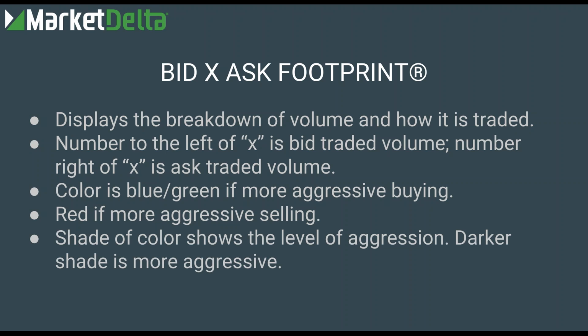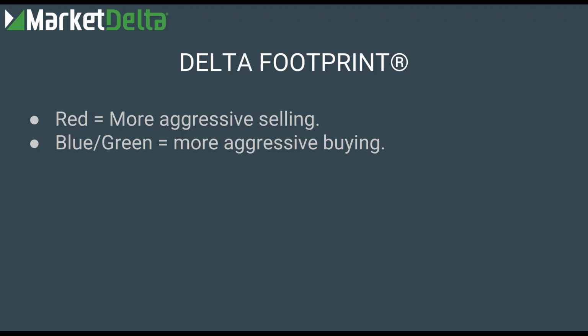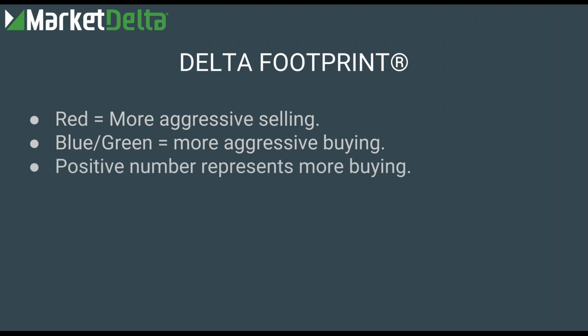Okay, so if we're looking at blues and reds, the darker the blue, the more aggressive the buying, and the darker the red, the more aggressive the selling. I like to bullet these out because then if you're reviewing this at a later date, it gives you some things to really key in on. I don't want this to sound repetitive so much, but I really want it to be a blueprint for learning and reviewing. So the delta footprint, these concepts all flow together. But red, more aggressive selling. We've already said that. That's what you're going to see here. More aggressive buying is going to be represented in blue or green. So that's your colors. And a positive number represents more buying.